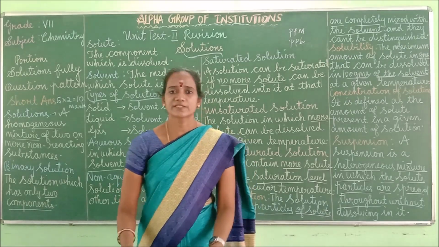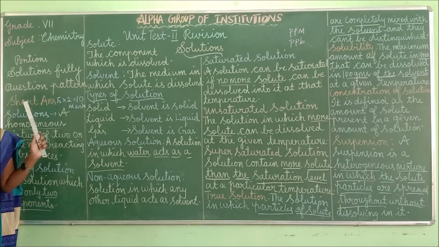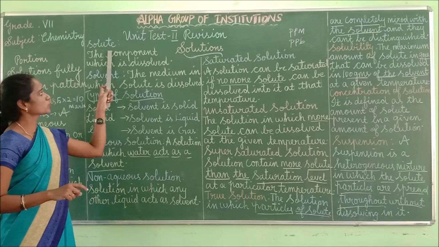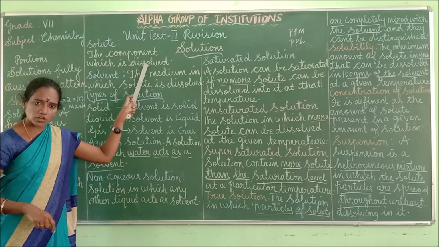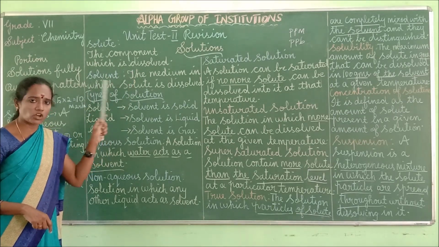So what are the things we discussed today? First, the definition of solution you should learn. Solution is a homogeneous mixture of two or more non-reactive substances. Underline the word homogeneous. Learn the spelling for homogeneous. Next, you have to learn the binary solution. A solution which contains two components is called a binary solution. Underline the words two components. Next, solute means the component which is dissolved, whereas solvent means the medium in which the solute is dissolved.